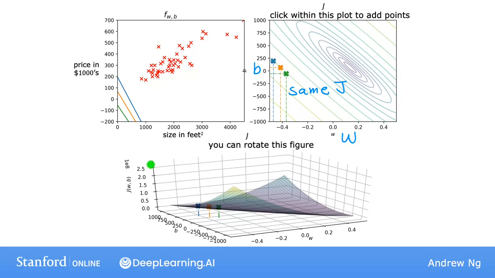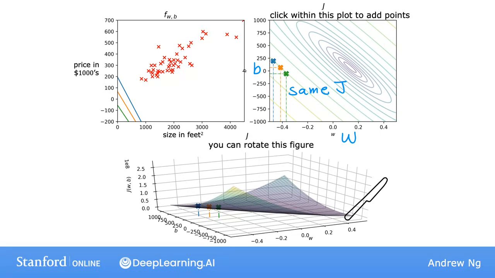So to get a contour plot, you take the 3D surface at the bottom and you use a knife to slice it horizontally. You take horizontal slices of that 3D surface and get all the points that are at the same height. Therefore, each horizontal slice ends up being shown as one of these ellipses or one of these ovals.